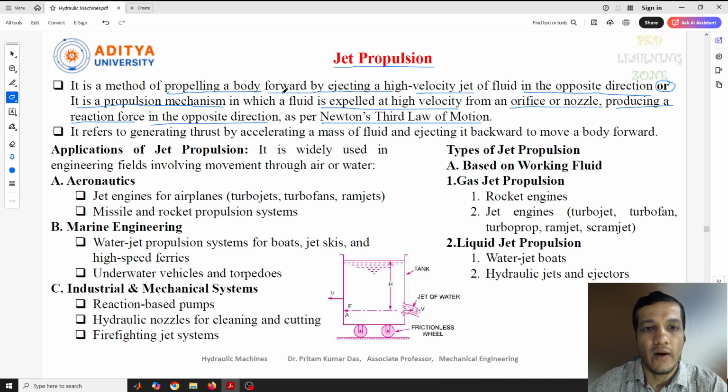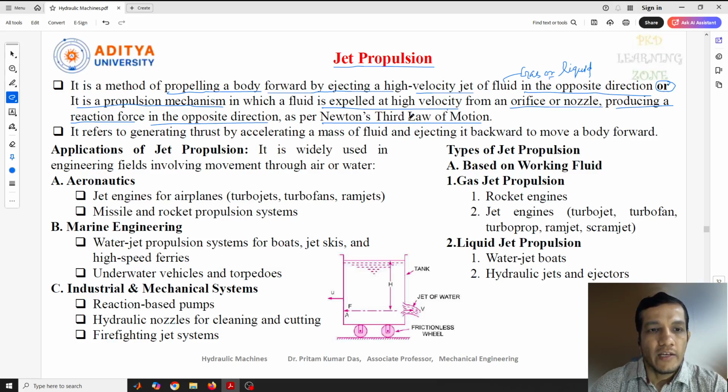So let's try to understand what this definition explains. Jet propulsion is the method to propel a body in a forward direction by ejecting a high velocity fluid in the opposite direction. That fluid may be a gas or a liquid, any kind of liquid or gas can be considered. As per Newton's third law of motion, every action has an equal and opposite reaction. Whenever some action is there, there will obviously be some reaction.